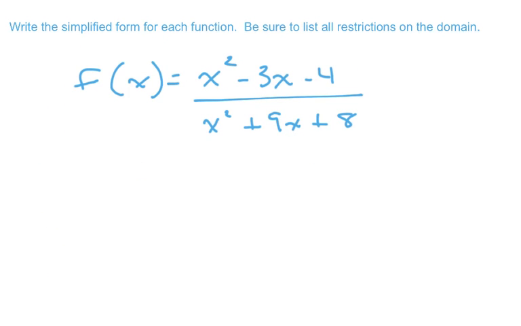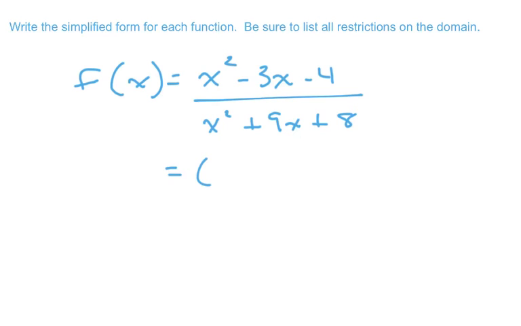The next example we're looking at is writing the simplified form for the function. We want to make sure we list all the restrictions on the domain. So we need to look at two things. One, we have to simplify it. We also have to list which values would make that denominator equal to 0. First thing we're going to do is go through and factor the numerator and the denominator.